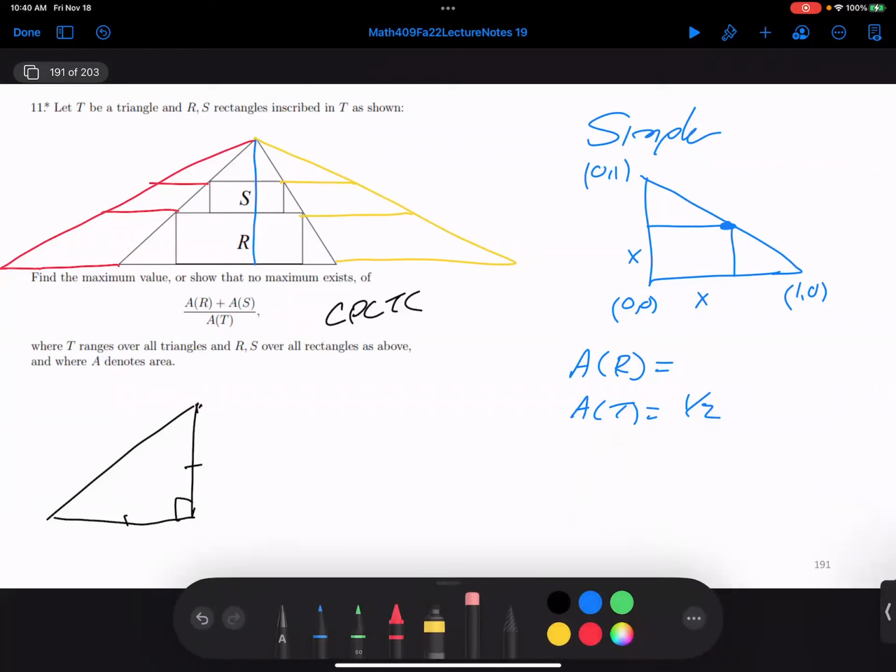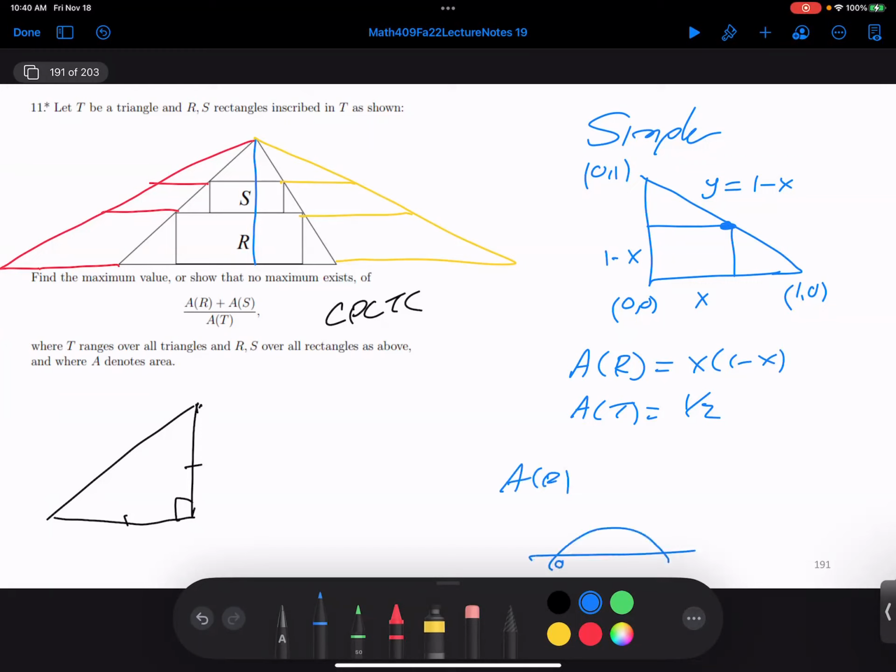This is the line y equals 1 minus x, right? The slope is negative, so I know it's got to be something like y is negative x. When x equals 0, y equals 1. So this here would be 1 minus x. So the area would be x times (1 minus x). And you need to maximize x times (1 minus x). Where do you max it? How is x(1 minus x) maximized? Midpoint. And so if we plot A of R, this is just a parabola.